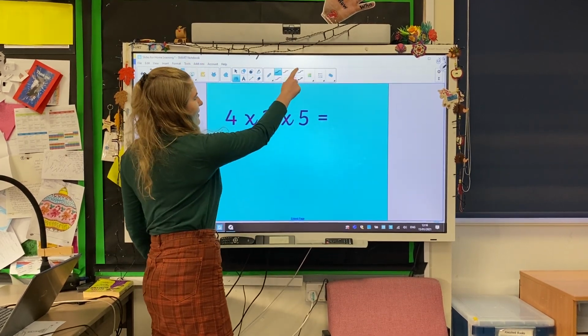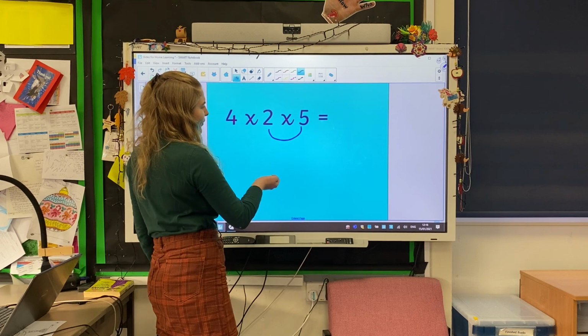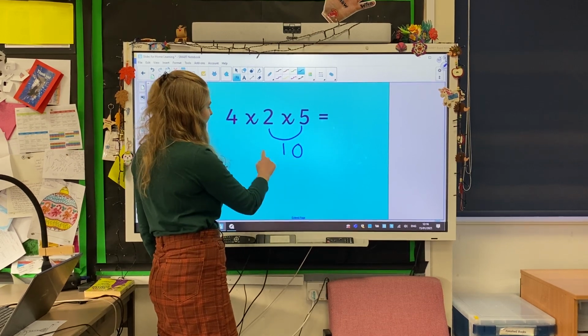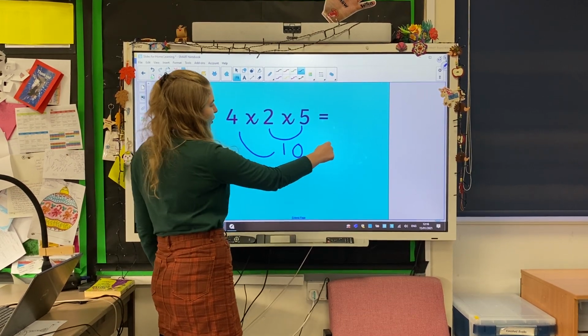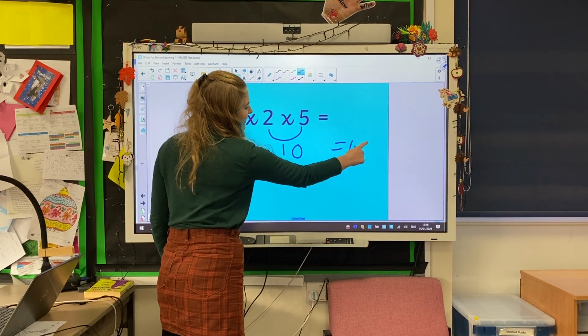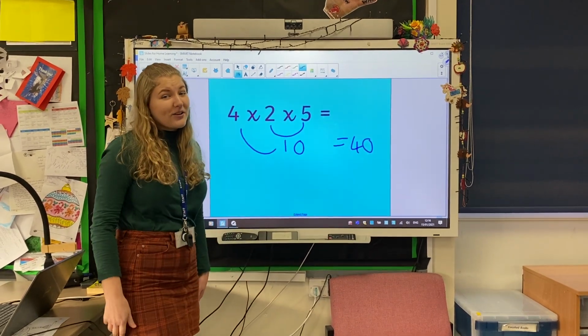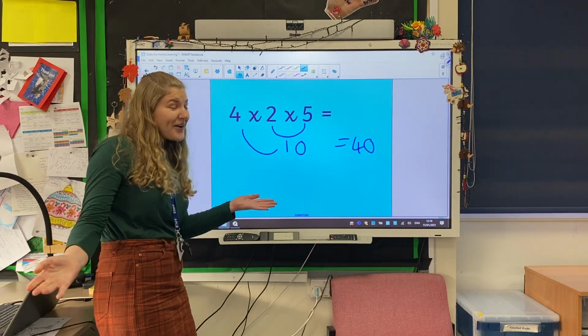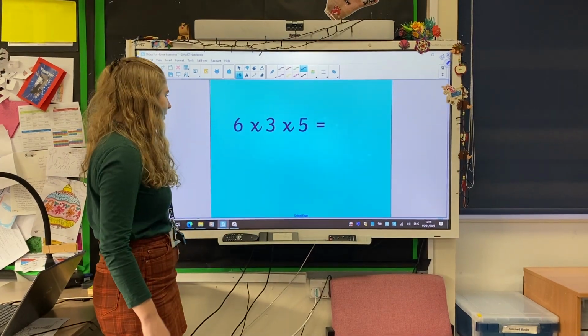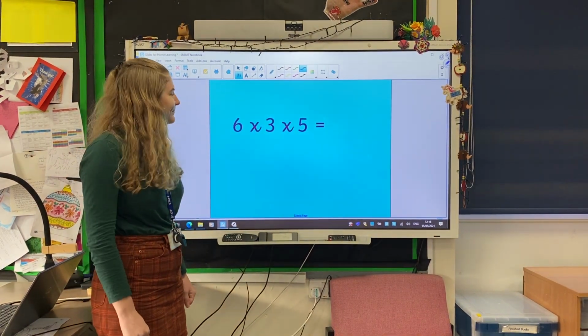Okay, so let's try a different one. Same numbers, different order. So this time we're going to do 2 times 5, which is 10. And then I could do 10 times 4, which still equals 40. But I don't know about you, but I found that one a bit easier. Who knows? Okay, next one. Pause the video and have a go at this one.